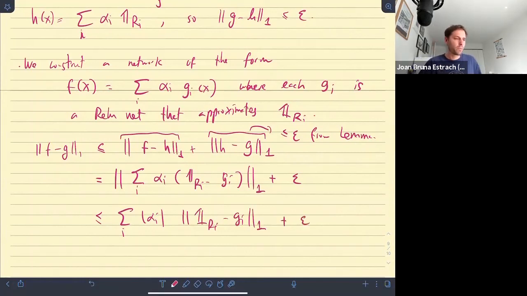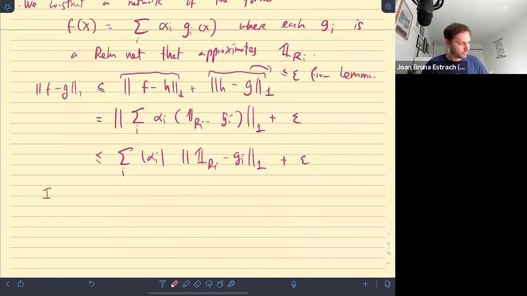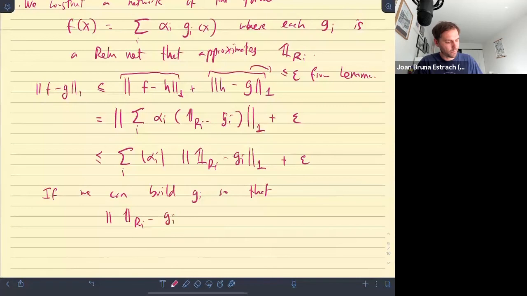So you see where this is going. If we can build g_i so that this error is small against the sum, then we are done, because this thing then will be two times epsilon as claimed.